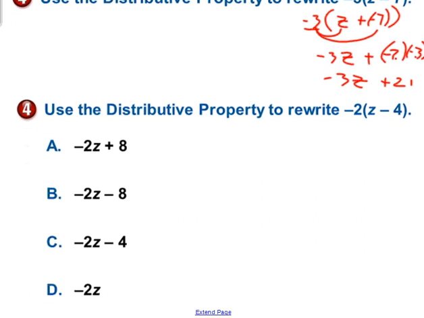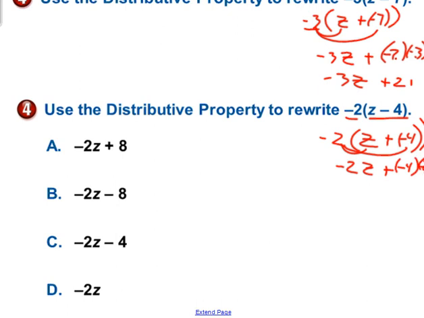Use that same idea down here. Negative 2 times the quantity z minus 4, so it's negative 2 times z plus a negative 4. So it's negative 2z as I distribute that part, and as I distribute this part, plus a negative 4 times a negative 2. So negative 2z, negative 4 times negative 2 is a positive 8. So it's negative 2z plus 8. Negative 2z plus 8 is letter A on the choices here.